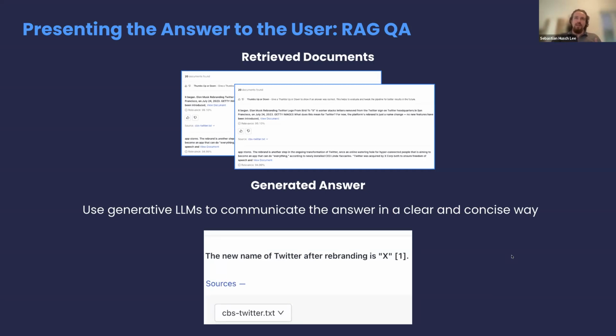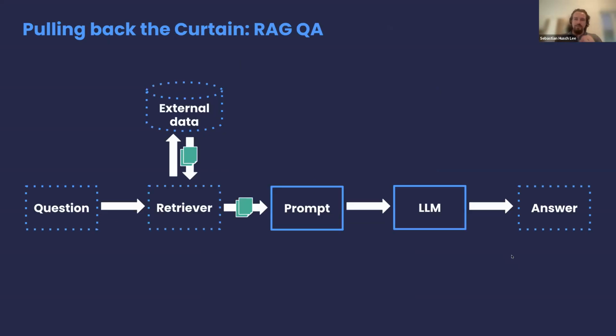Now, if we peel back the layers again and take a look at the whole system, we have the question, the retriever again with your external database. But now we have two new components here. We have the prompt, which goes into prompt engineering, and then we have that sent off to our LLM of choice, like Llama 2 or ChatGPT, which then takes that prompt and that context and synthesizes an answer for the user.